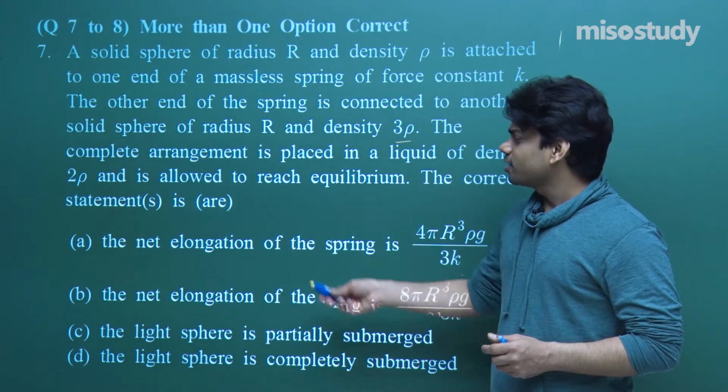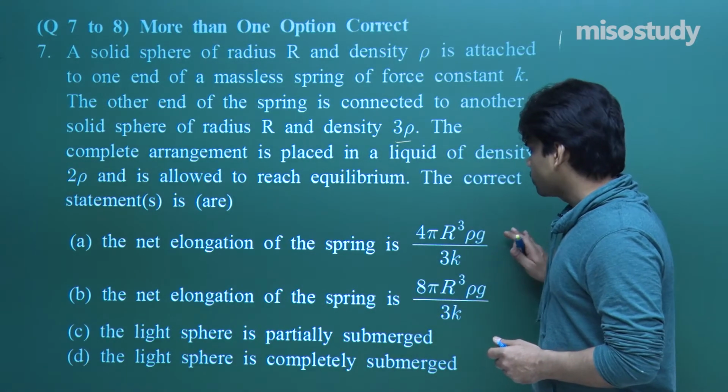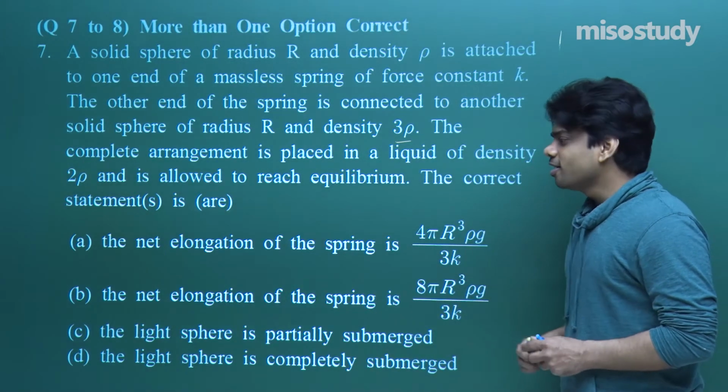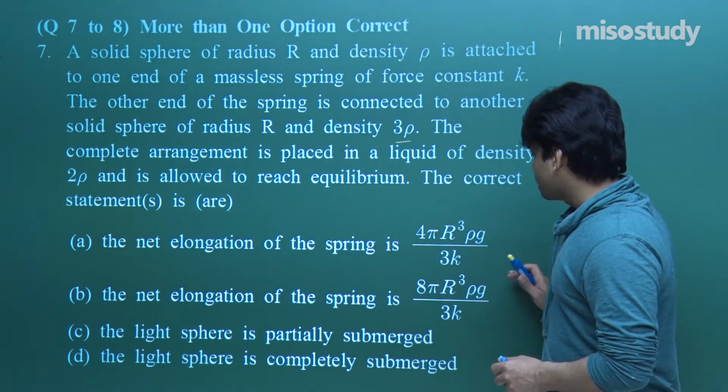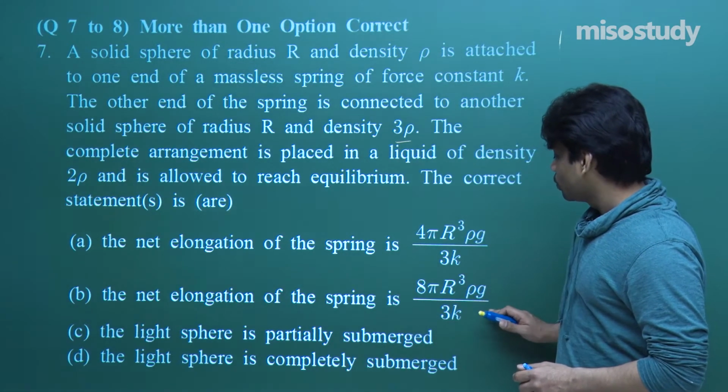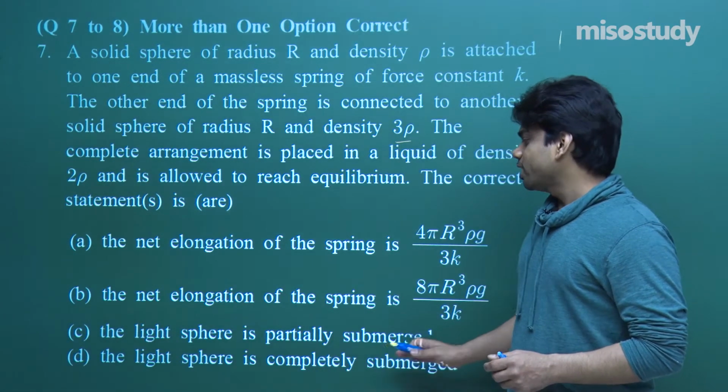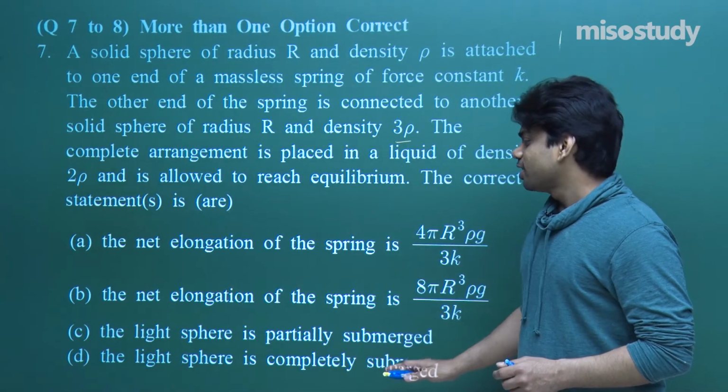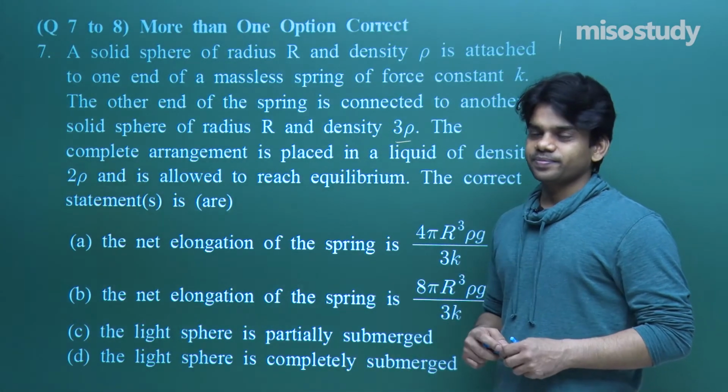Option A: the net elongation of the spring is 4 pi r cube rho g by 3k. B: the net elongation of the spring is 8 pi r cube rho g by 3k. C: the light sphere is partially submerged. D: the light sphere is completely submerged.